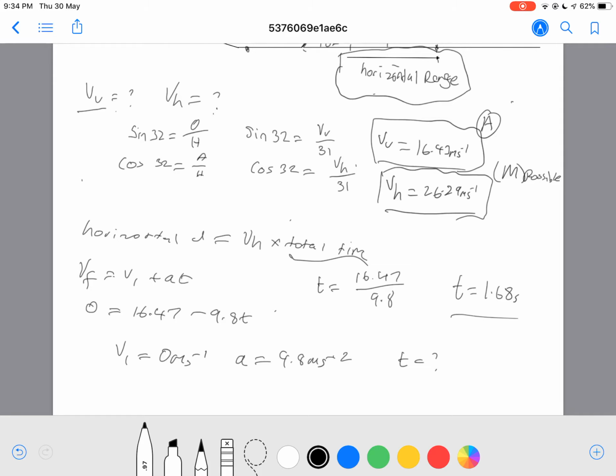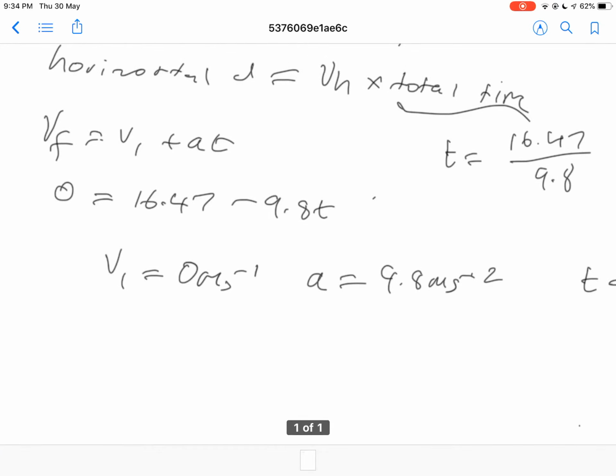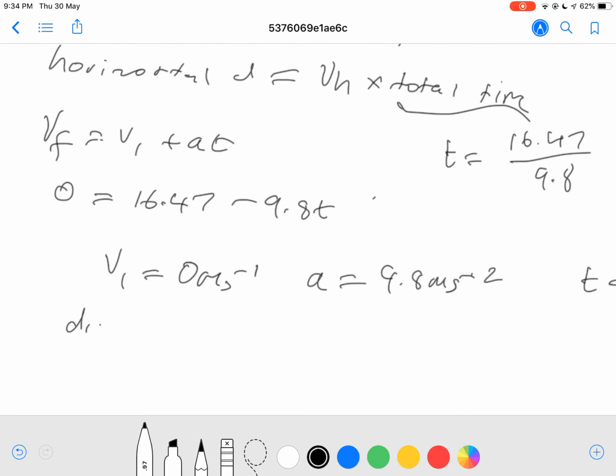One thing you can do is find the maximum height. So how high is John up from the ground when he is at the maximum height? That's a good idea. Maybe we should do that first. Okay, so what we want to do now is find the vertical distance at max height.